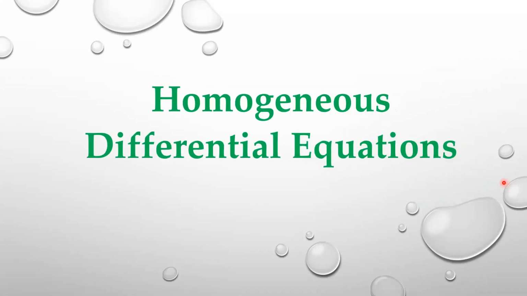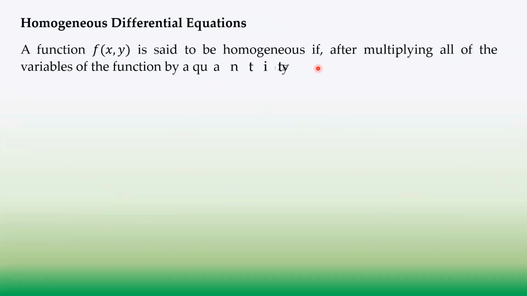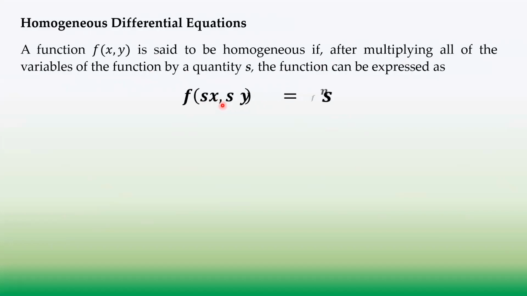Homogeneous differential equations. By definition, a function f of xy is said to be homogeneous if, after multiplying all of the variables of the function by a quantity s, the function can be expressed as... Okay, initially we have a function f of xy. Now we're going to replace x by sx, y by sy. Kaya ang sabi, multiply natin lahat ng variables by s. Then by simplifying, we will arrive at s raised to n function of xy.